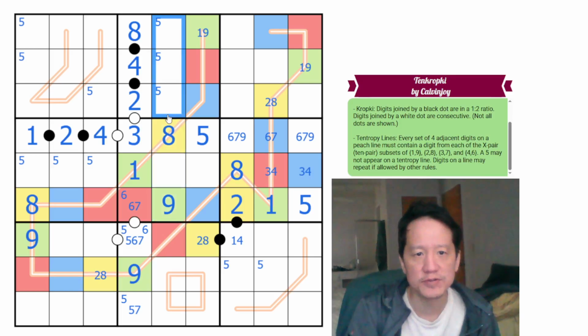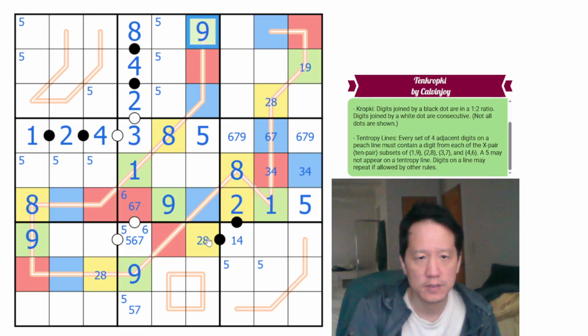9 cannot be any of these cells here. Where is the 9 in box 2? It has to be here. So this is a 9. 1 has to be one of these cells. So 1 has to be one of these cells here.